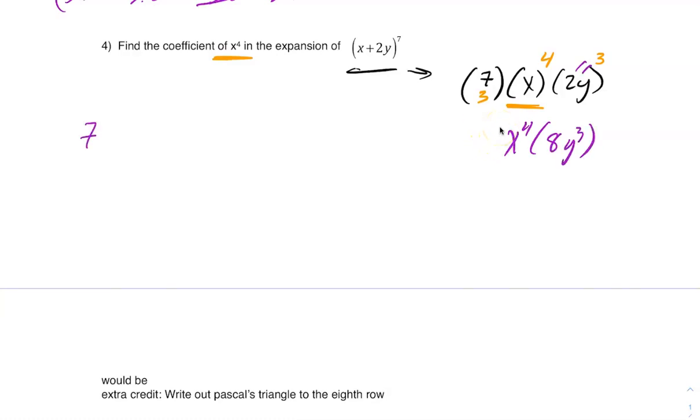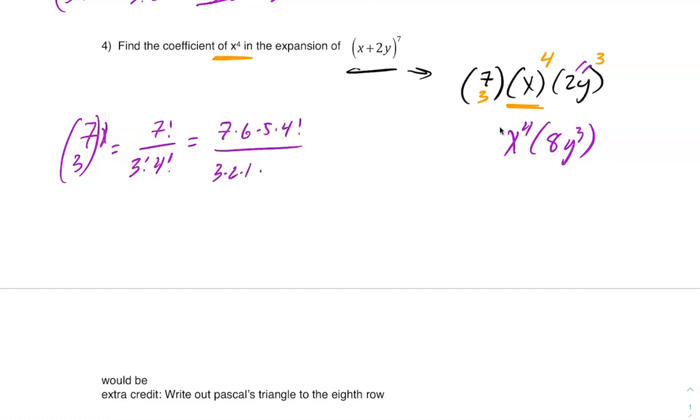I'll do this one by hand also. Let's do 7 choose 3, which equals 7 factorial over 3 factorial, 4 factorial. So it'll be 7 times 6 times 5 times 4 over 3 times 2 times 1, because that is a smaller one, and then times 4. These cancel out, and I get 35. I feel like we did this one already. I should have just used my answer from before.